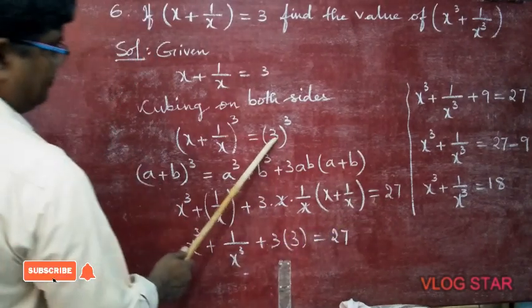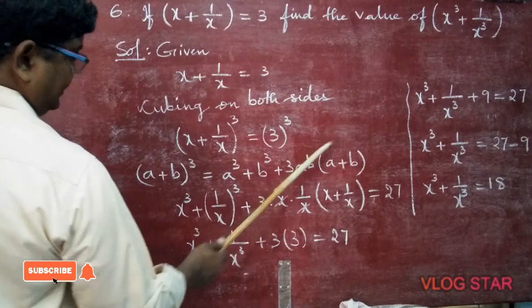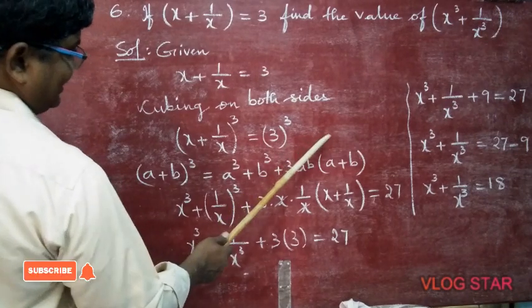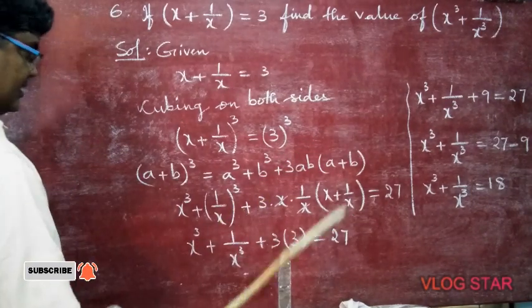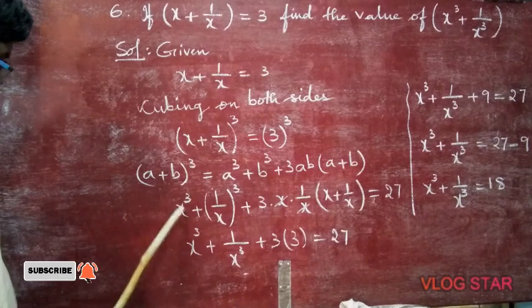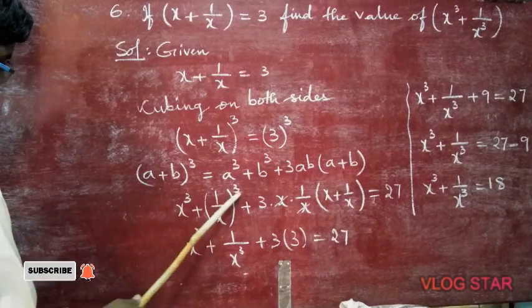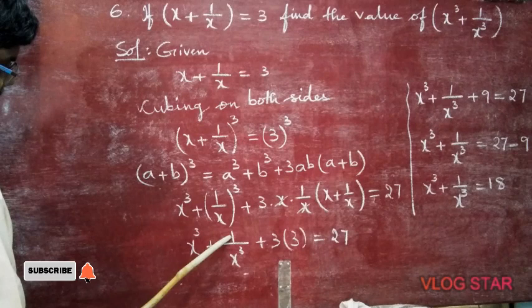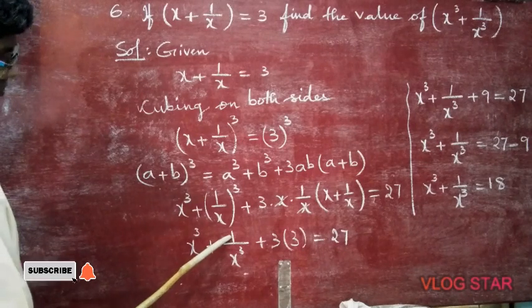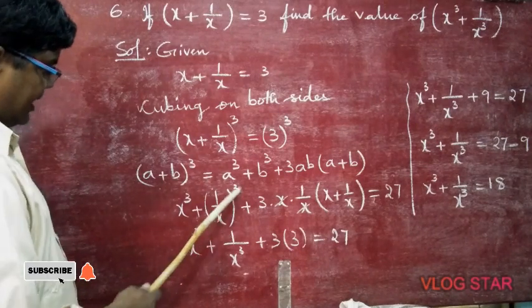How did we get 27? 3 into 3 into 3. 3 threes are 9, 9 threes are 27. That is understood by this time. Now x cube plus 1 cube means 1 into 1 into 1. 1 ones are 1, 1 ones are 1. Again x cube is there.